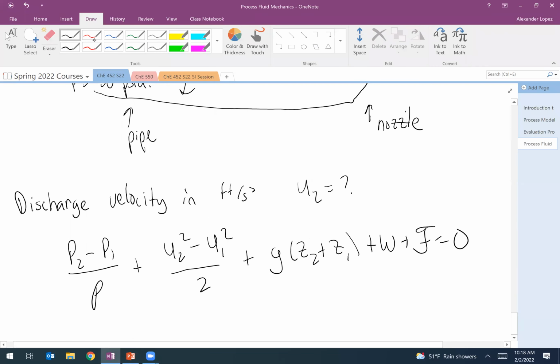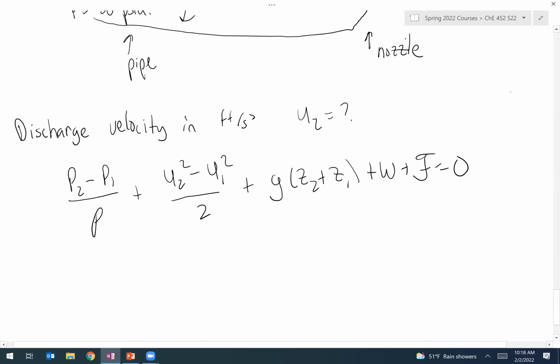The next step is to analyze my system and ask myself, what can I neglect in my equation? Well, I don't see any sort of pumps or turbines. No work. I didn't give you anything in terms of friction, and I'm just going to assume that this distance is small enough that I can neglect it. And the whole system looks fairly horizontal. There's no information about elevation. So I'm going to give those two values the boot.